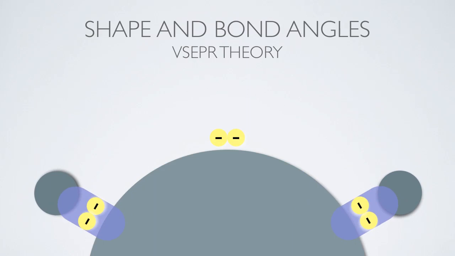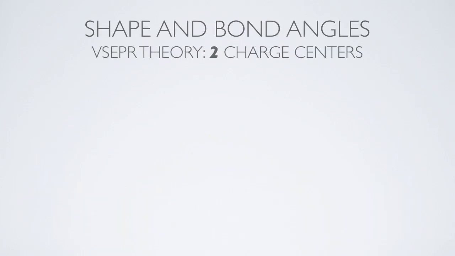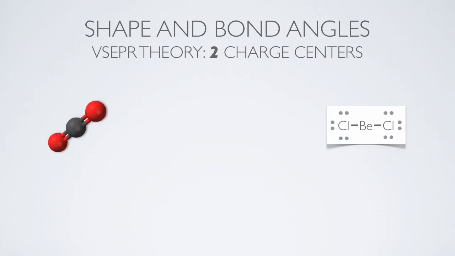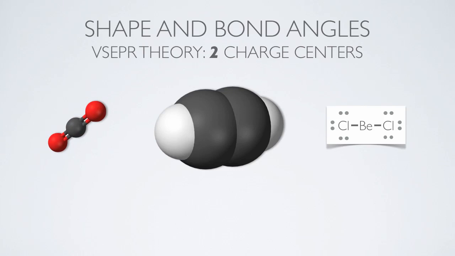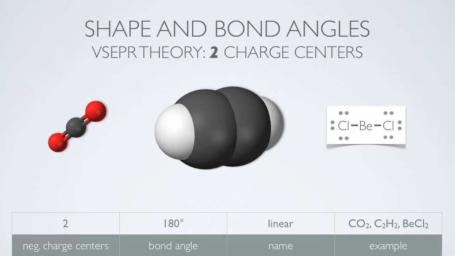Both of these things, lone pairs and covalent bonds, are called charge centers. The number of charge centers on a central atom determines the shape of the molecule. For example, if there are 2 charge centers on the center atom of a molecule, like beryllium chloride, or carbon dioxide, or C2H2, then we have a linear molecule with a bond angle of 180 degrees.